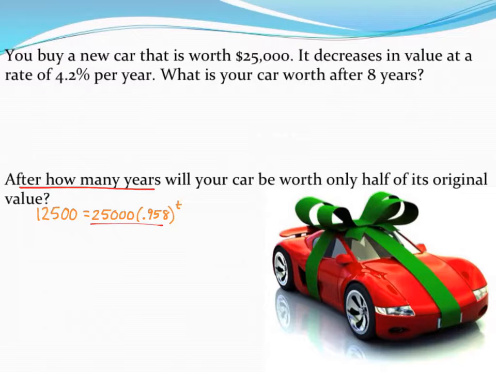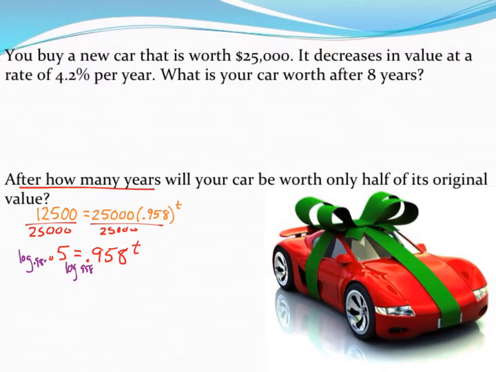So to do that, I'll start by dividing both sides by 25,000, and I'll see that, well, 12,500 divided by 25,000 is just 0.5. As we said, we want to know when it's going to be worth half its original value. So 0.5 would equal 0.958 raised to the t, and once again, to get rid of this base, I need to do a logarithm. Well, to get rid of a base of 0.958, I need to do the log base 0.958, and remember, you need to do that to both sides.